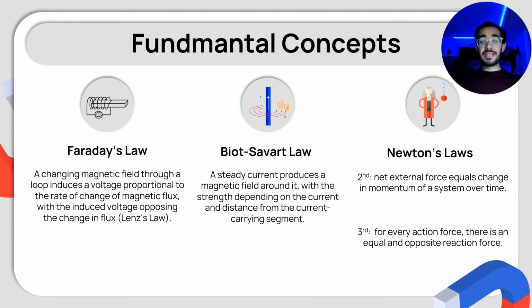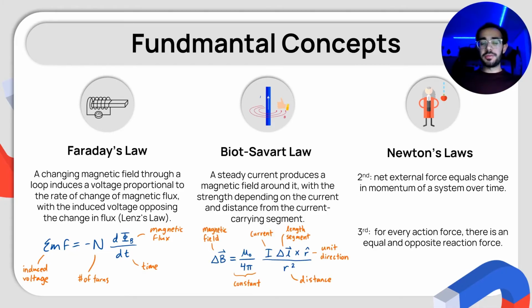Alright, now for the big physics concepts. First, we'll use Faraday's law, which states that a changing magnetic field creates a voltage in a loop that follows this formula. Next up is the Biot-Savart law, which tells us that a steady current creates a magnetic field around it, whose strength follows this relationship. Lastly, we need to use Newton's laws, specifically the second law, which states that the net external force on a system equals its change in momentum over time, and the third, which is just the action-reaction law.